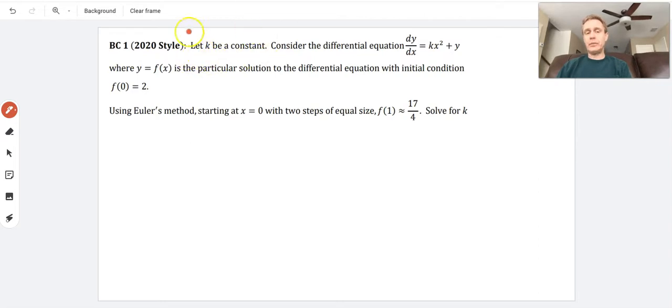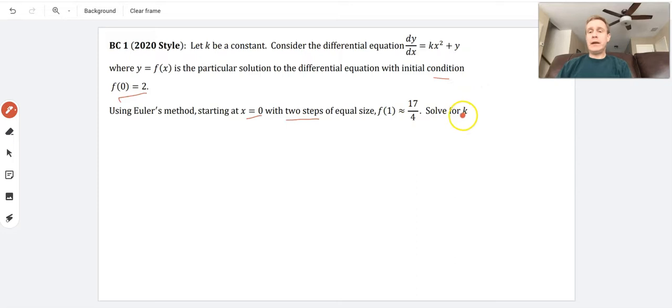So in this question, we want to let k be a constant. We're going to consider the differential equation dy/dx equals kx squared plus y, where y equals f of x is the particular solution to the differential equation with the initial condition f of 0 is equal to 2. We want to use Euler's method starting at x equals 0 with two steps of equal size, and f of 1 is approximately 17/4, to solve for k.